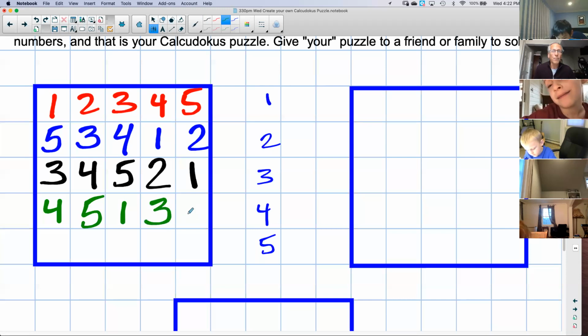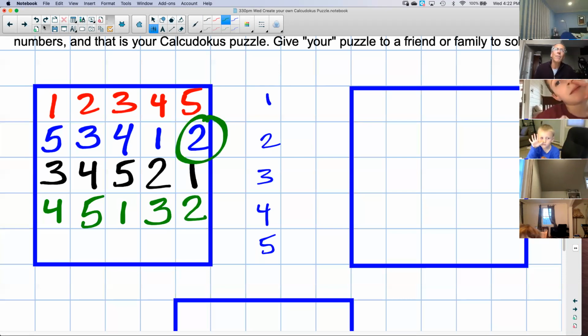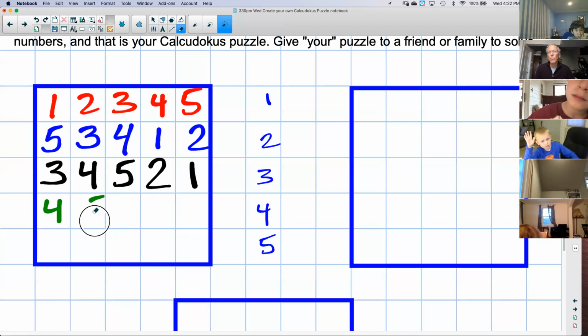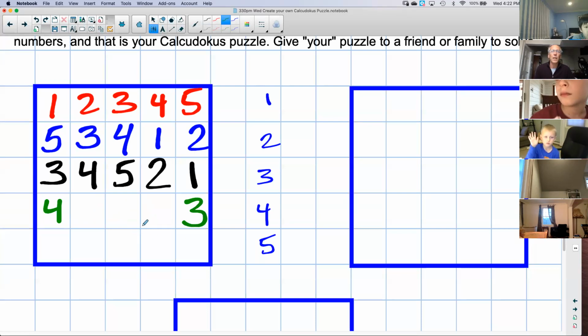3. And finally, a 0? No, you can't have a 0. But guess what? This goes to show you how difficult this is, because the only number Roman hasn't used is a 2, but he can't have a 2 because there's already a 2. So why don't we see if we can fix Roman's work, because we know that this must be a 3 or a 4. It can only be a 3.